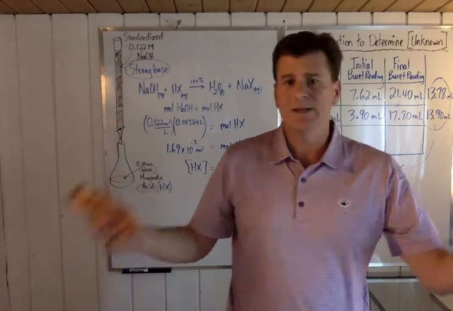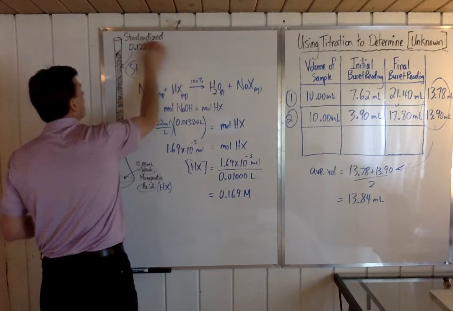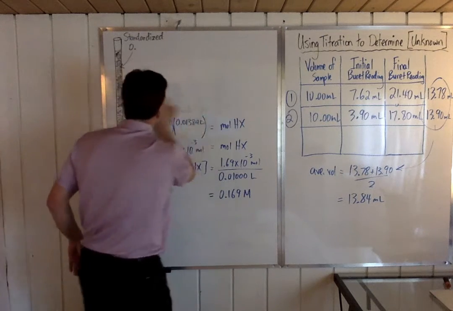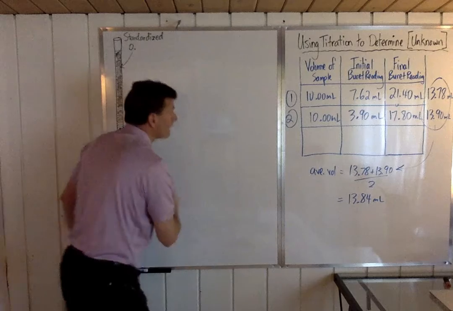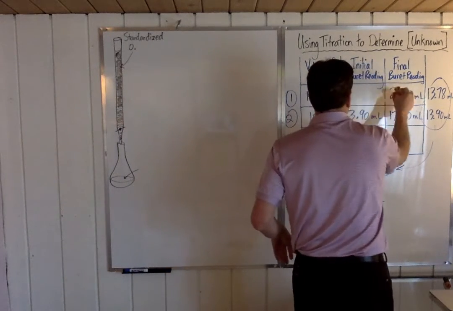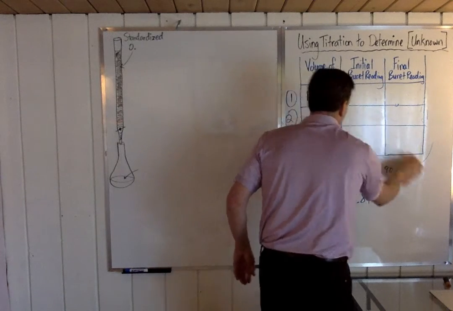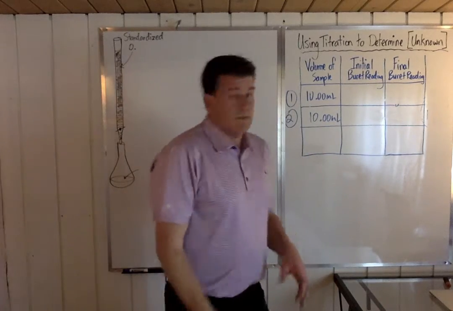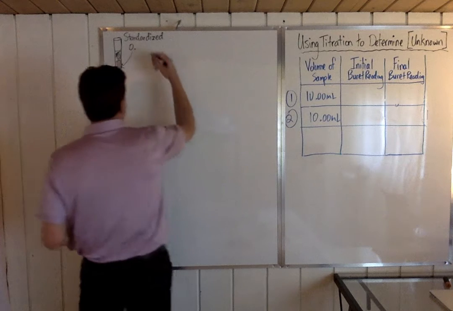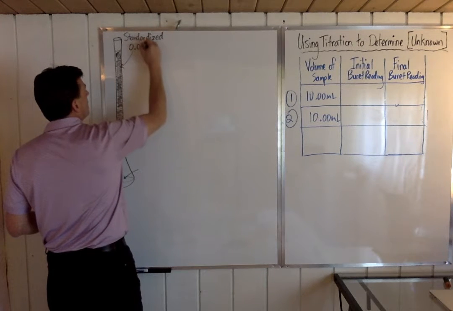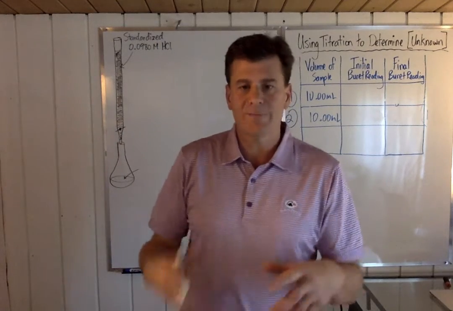The second one I'm going to do is very similar. It's going to look very similar, but it's going to be different reactants. So I'm going to erase all the blue stuff. Get rid of this. Might as well use my original data table there. Okay, so in this titration, we're going to take some standardized 0.0980 molar hydrochloric acid. Okay, so we've made a solution where we know its concentration.